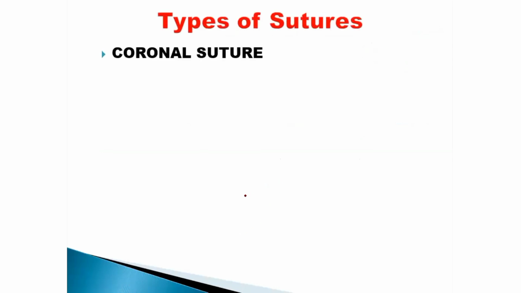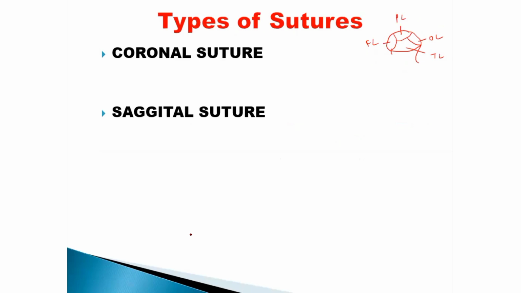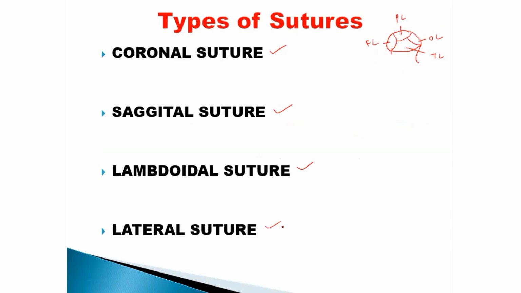Types of sutures. Very first we have the coronal suture. We all know that in the skull there are different lobes present, which we call the frontal lobe. Then there is a parietal lobe, an occipital lobe, and a temporal lobe. In that same way, there are sutures present that divide these lobes basically. The first one is called the coronal suture, the second one is the sagittal suture, the third one is the lambdoidal suture, and the fourth one is the lateral suture.